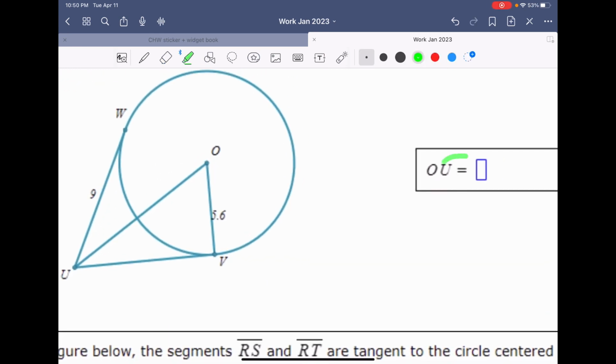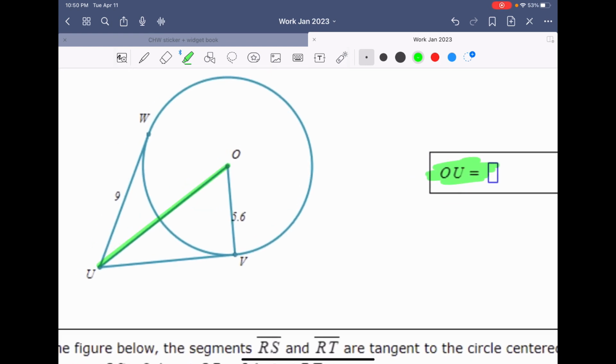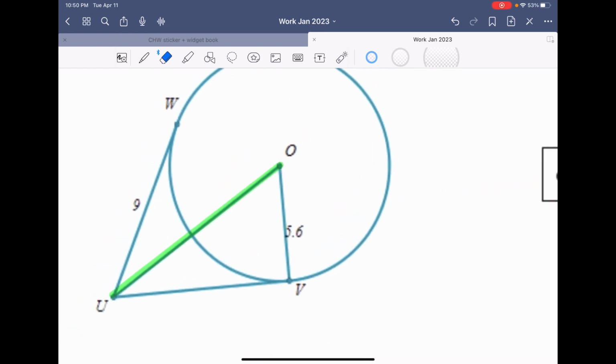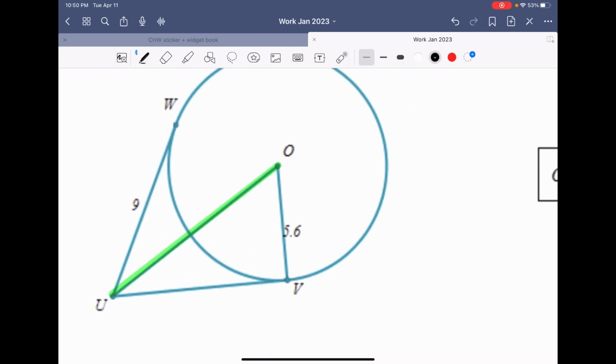So they are asking me to find OU. So that would be how long is this piece right there. That's what they're asking me to find. So why would they be asking me that? Well, because there's a triangle. Okay, so we're going to use the knowledge of the triangle. And then one of them is a tangent.